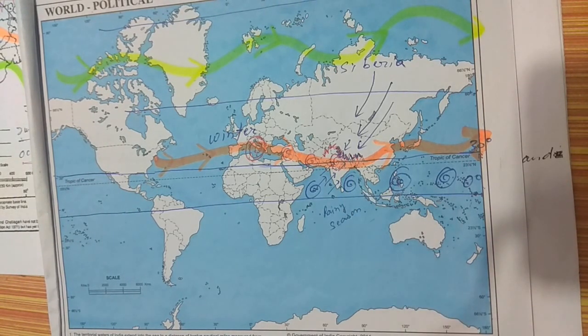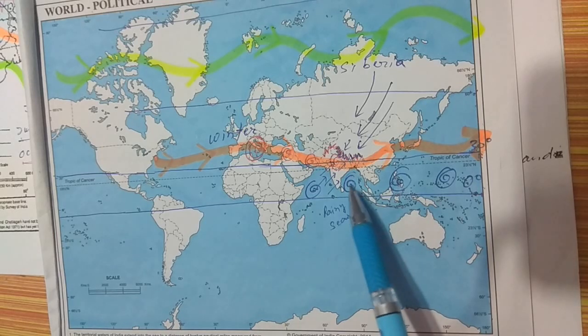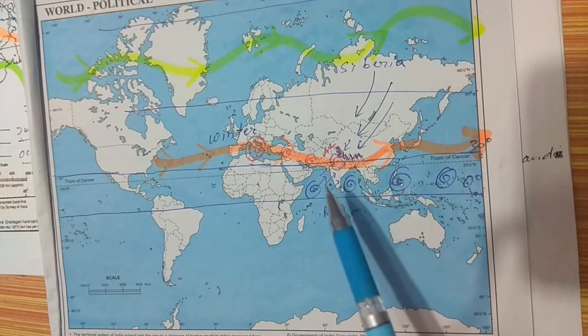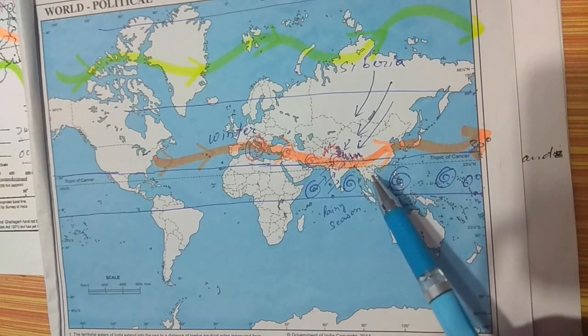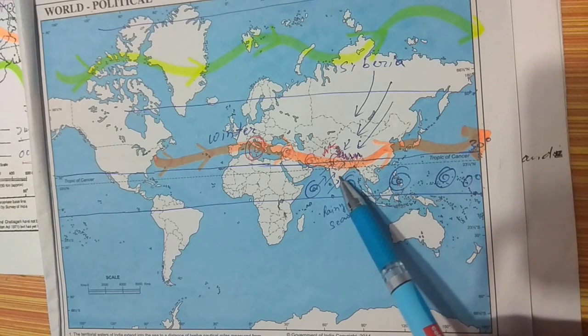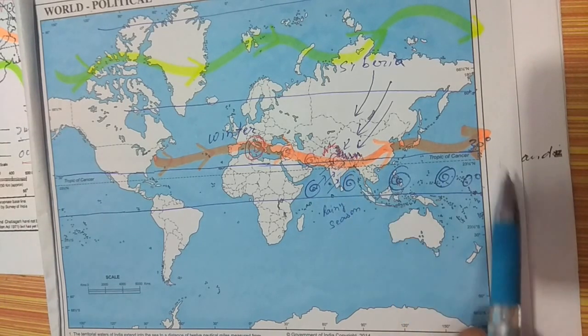Now how the tropical cyclone which develops in the Bay of Bengal. So right now we are studying how this tropical cyclone affects the climate of India. The tropical cyclone which develops in this Bay of Bengal region brings heavy rainfall and storm in the coastal part, in the east coast of India.